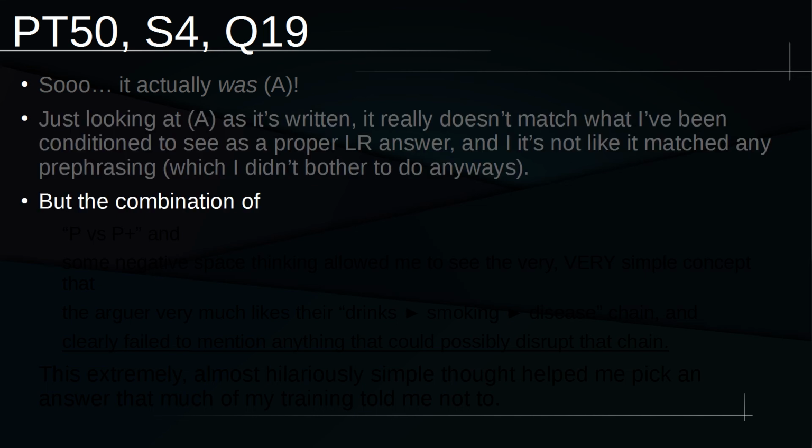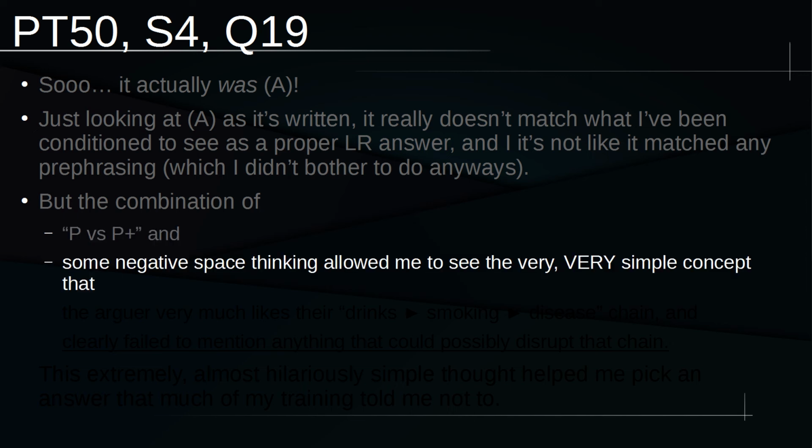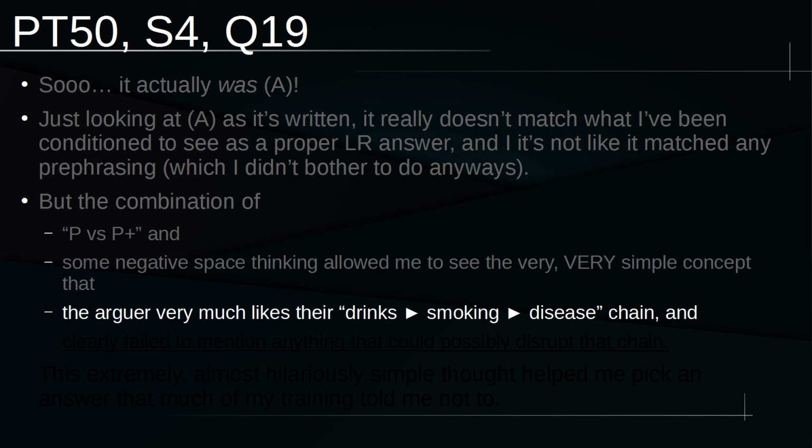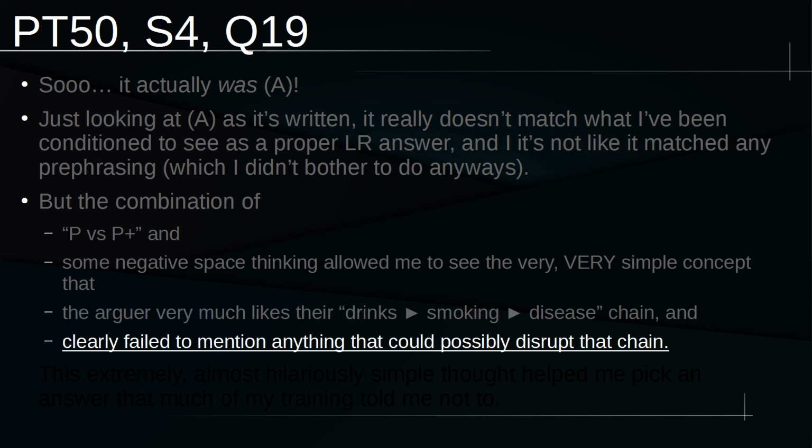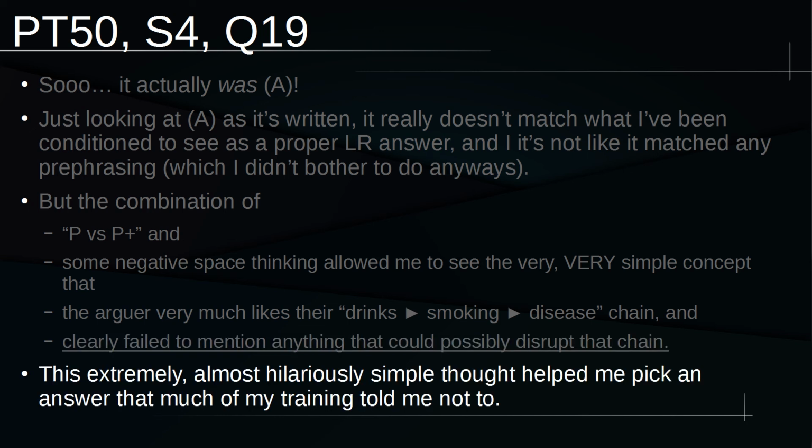So despite the inferiority of A on the surface, the combination of a P versus P plus approach and some negative space thinking allowed me to see the very, very simple concept that the arguer very much likes their drinks-smoking-disease chain, and they clearly failed to mention anything that could possibly disrupt that chain. This extremely, almost hilariously simple thought helped me pick an answer that much of my training would tell me not to pick.